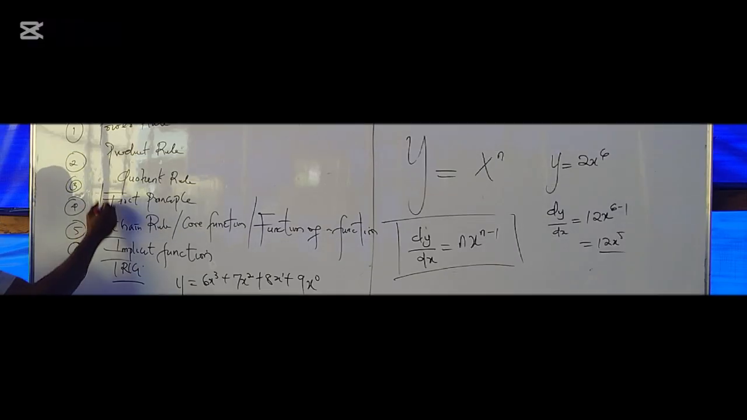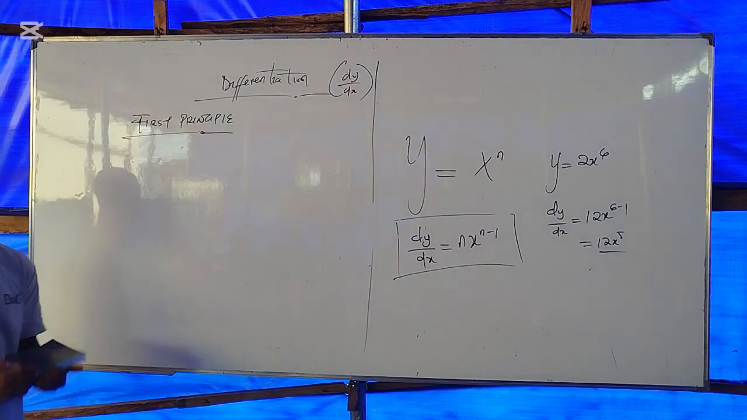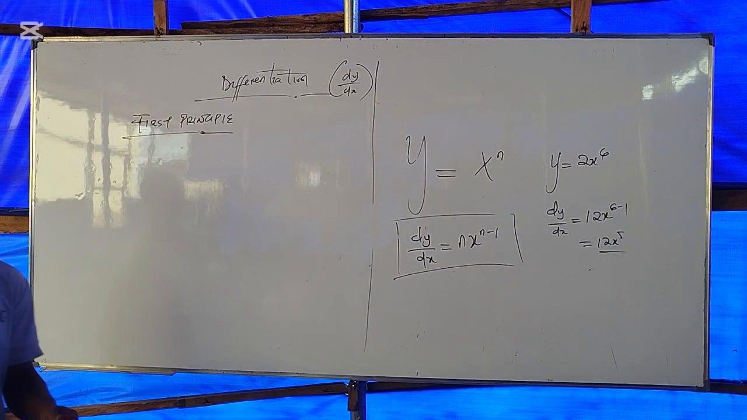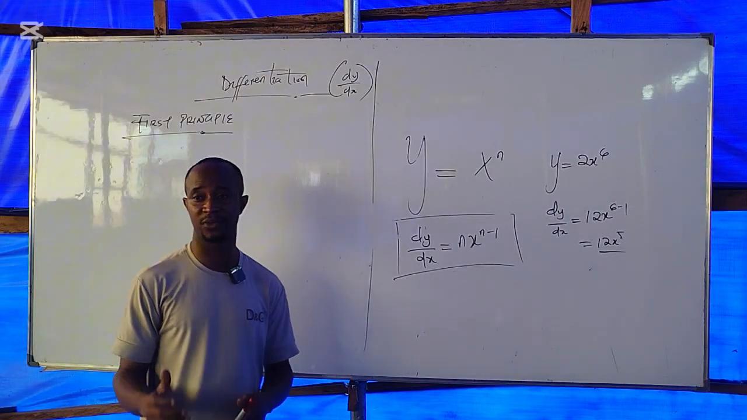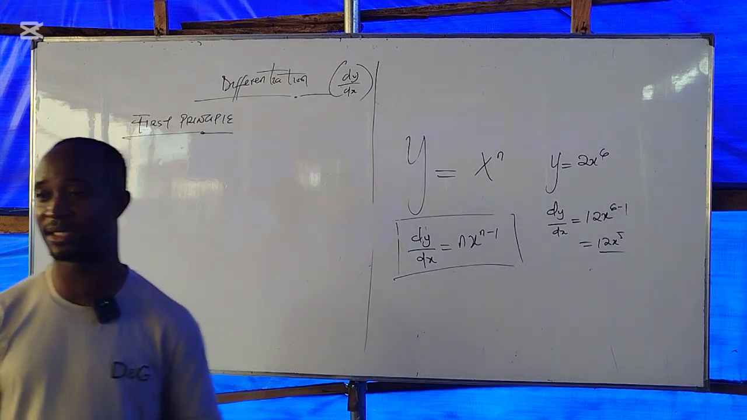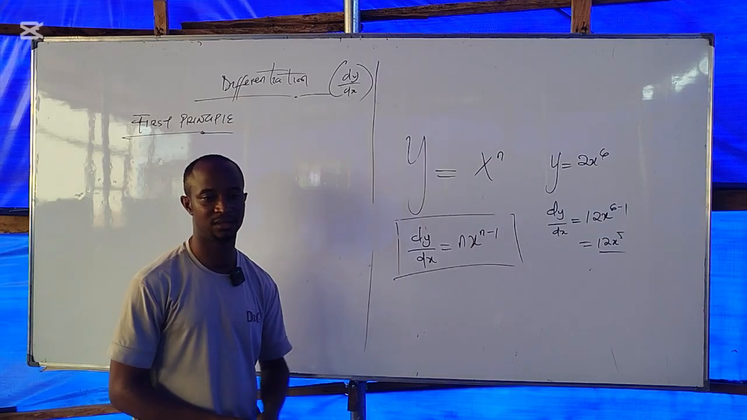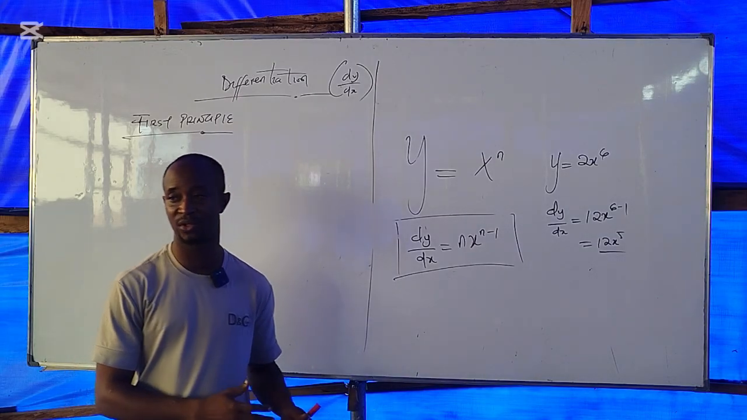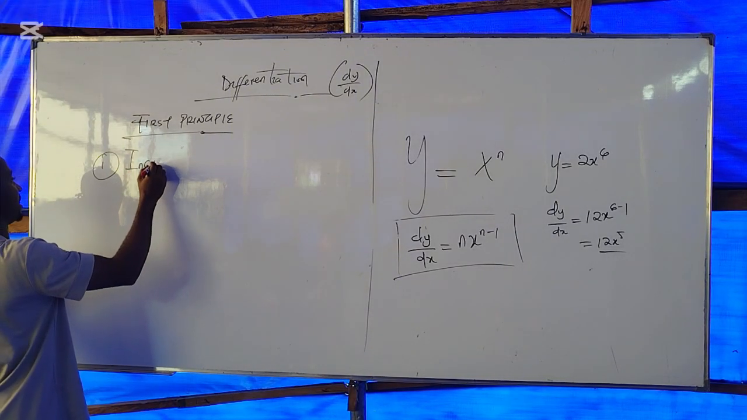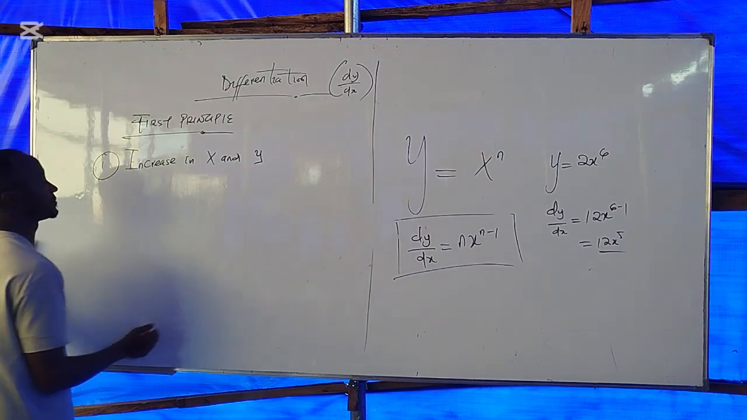Now let's go into first principle directly. This is the major interest, so please pay attention and write. In first principle, there are 2 major conditions that must be considered. Number 1 is that there must be an increment or increase in x and y.